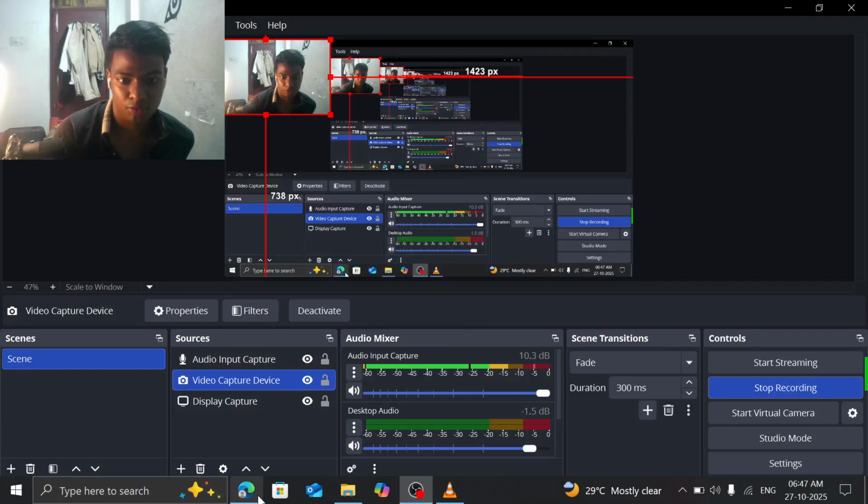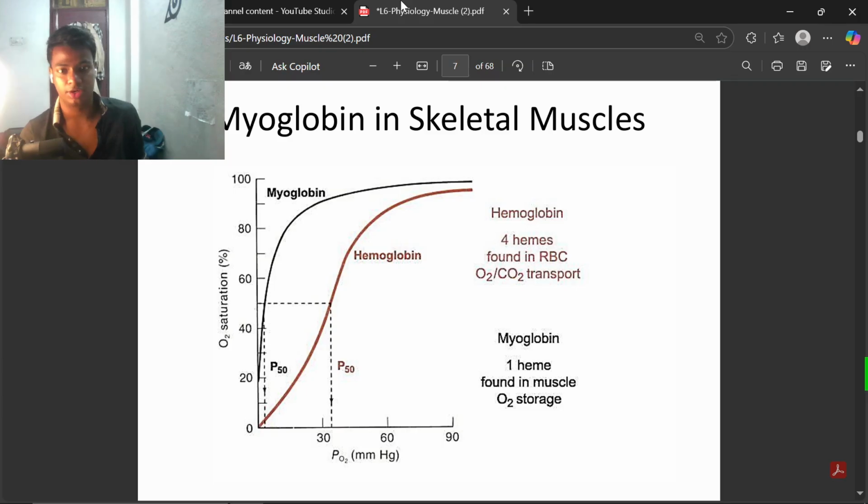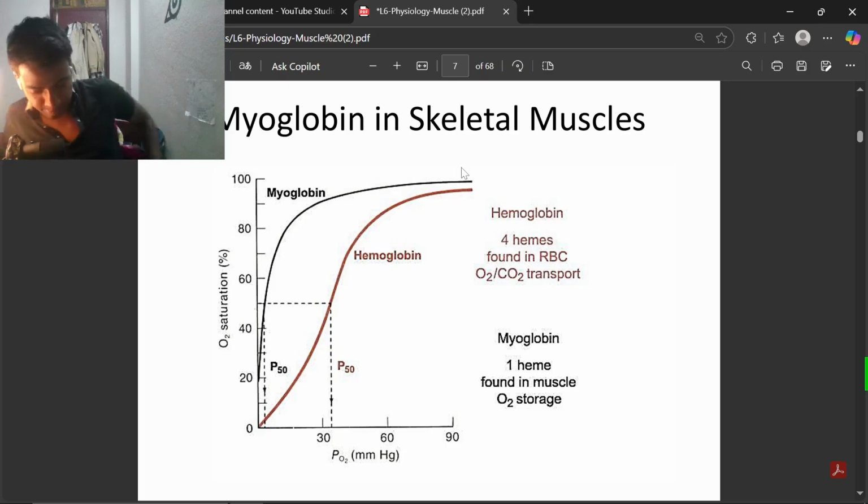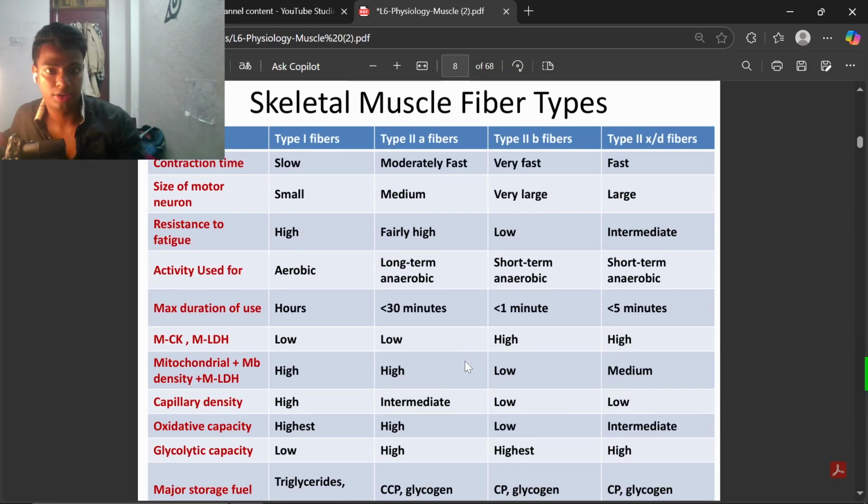So yeah, everyone, we are back at our study. We have studied myoglobin and hemoglobin saturation with the oxygen pressure in our blood. So these are some characteristic distinctions between type 2A, type 2B fiber, and there is something like type 2X fiber.